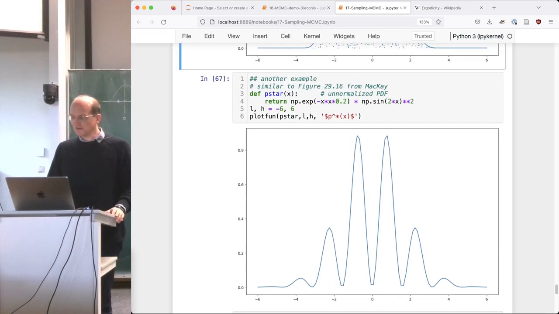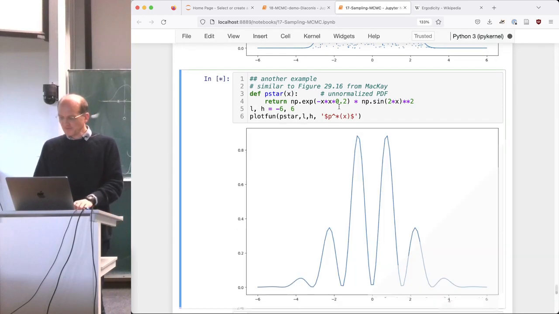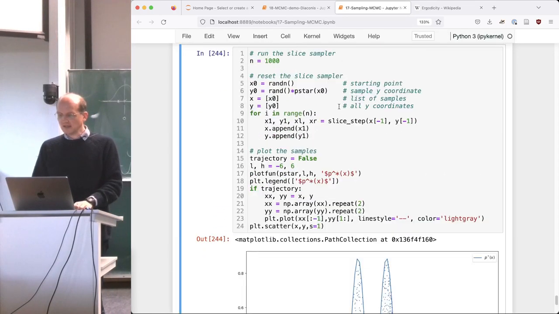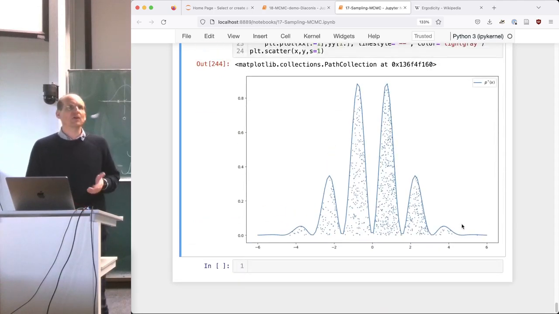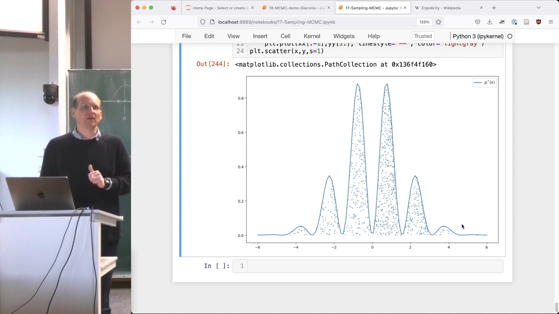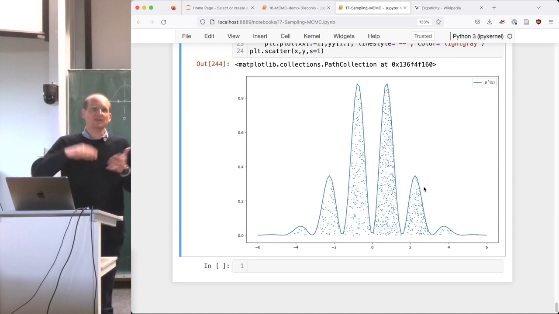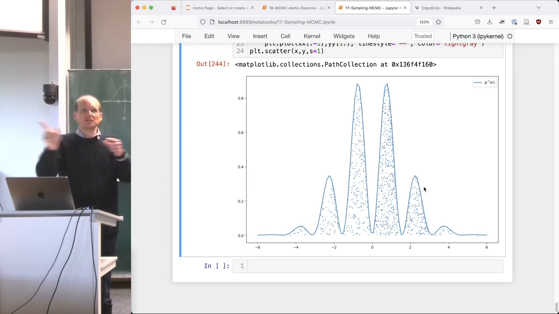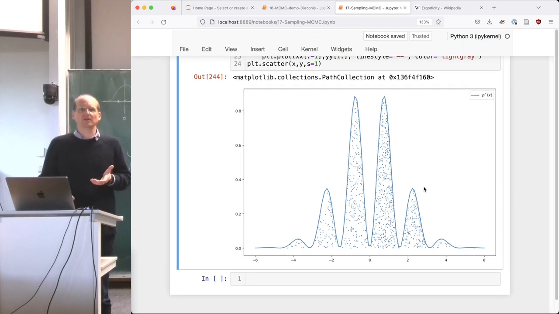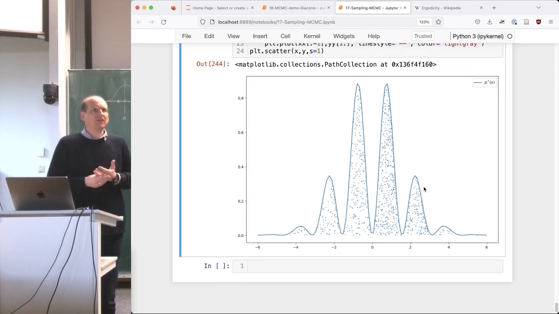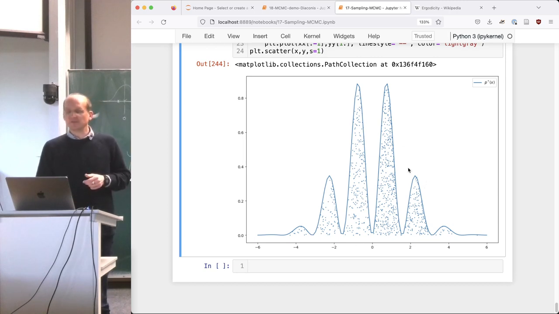Here's another example. That's just another function with many different local optima, and running the slice sampler works nicely. Of course, the other methods would have worked nicely too. In one dimension, everything works nicely. However, imagine something like that in 1000 dimensions. You don't know in which direction the other local optima are, and there it might be very difficult to generate a good sample towards the other peaks, right? But it turns out that slice sampling performs better in these kinds of situations. So far, so good. Any questions about Gibbs sampling or slice sampling?